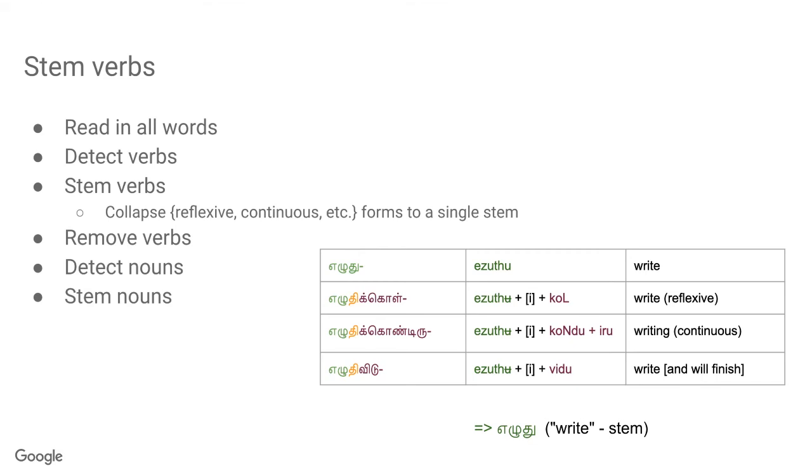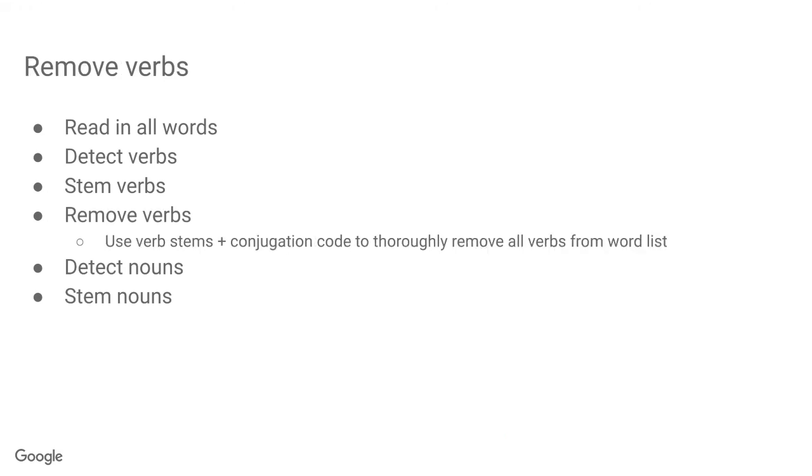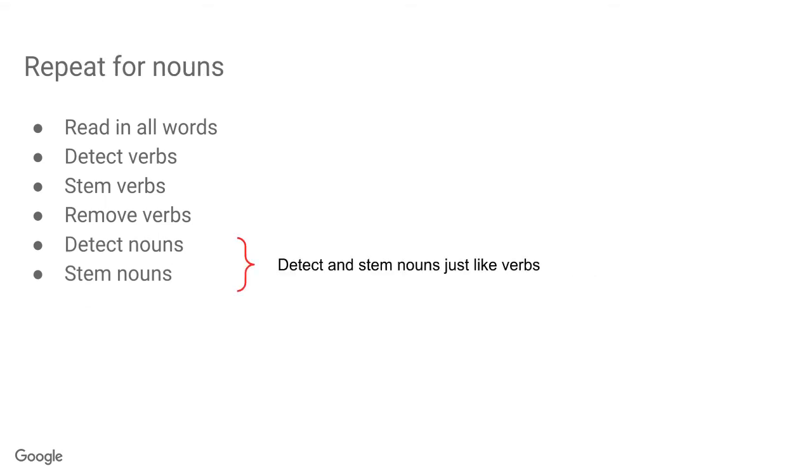Then, when I have my set of verbs, I want to collapse multiple verbs that are forms of the same stem to just the single stem. So when I have irludu, to write, I want to also combine that with the reflexive form and the continuous form and other forms so that I just am left with write, irludu. Then, once I have a clean set of verb stems, then I can use my rules of conjugation to thoroughly remove all different conjugations of all the forms of the verbs from the original word list. Once I've removed all the verbs, then I can detect and stem the nouns in the same manner.